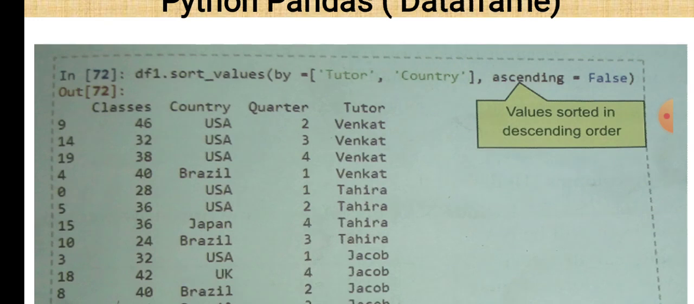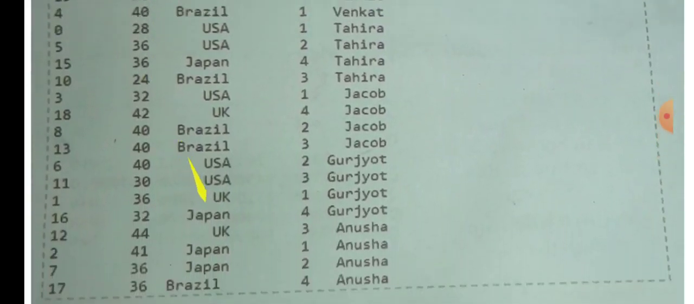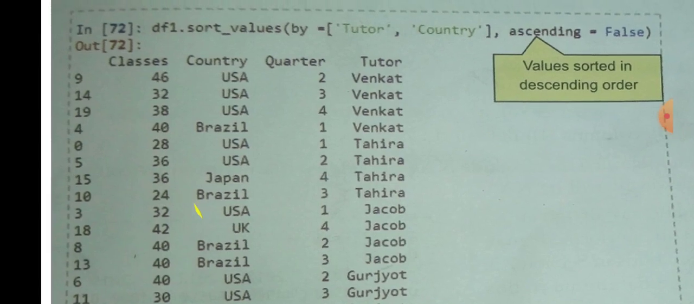You can easily see here that is the same example as that of the previous one, but only the one difference is there. Here we just write ascending is equal to false. So what happens here, that data will be found in descending order, because ascending is equal to false. By default, ascending is equal to true. So you can easily see that Venkat comes first, then Tahira, and then Jacob, and after that Gurjot, and at last Anusha. That means data is sorted in descending order.